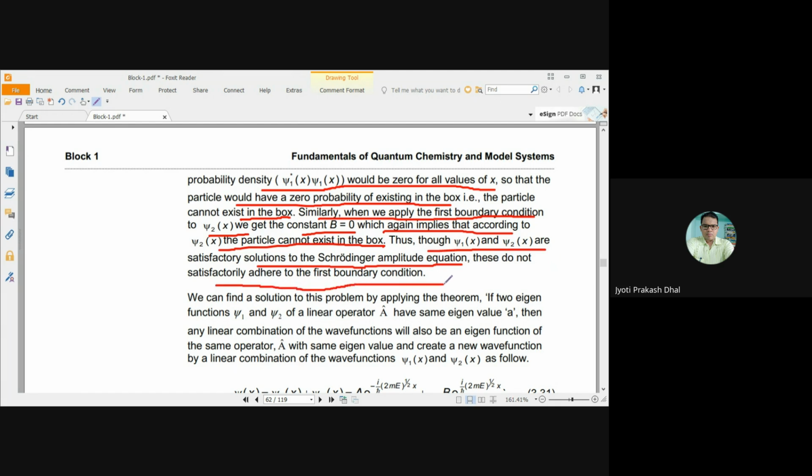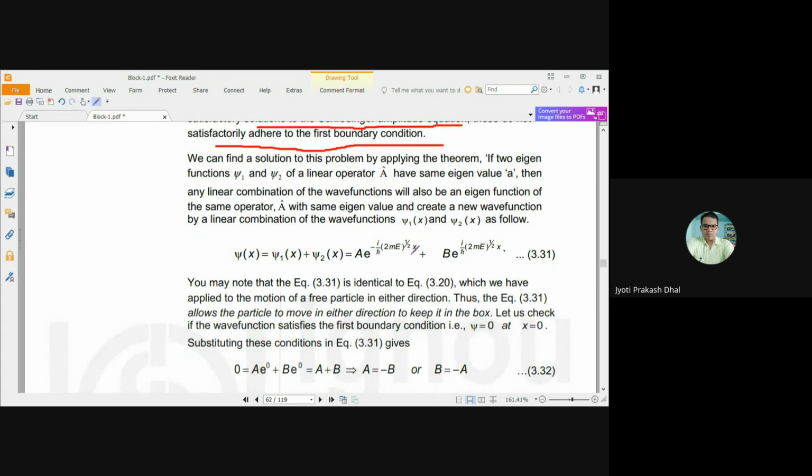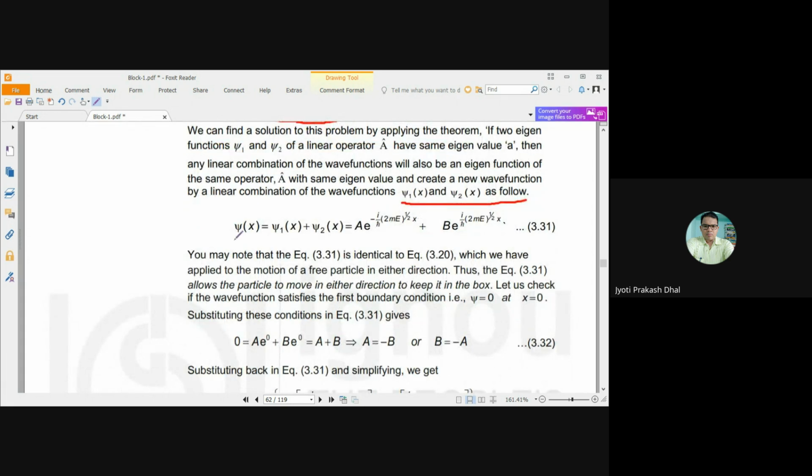and hence we will consider a new wave function, which is a linear combination of the two wave functions psi 1 and psi 2. The new wave function is psi x equals psi 1 x plus psi 2 x, and this is the new wave function of the particle inside the one dimensional box.